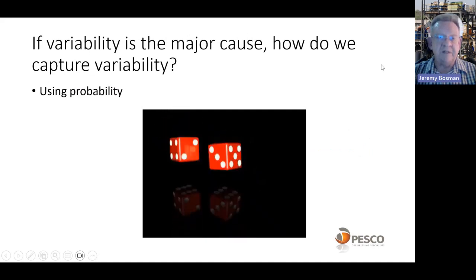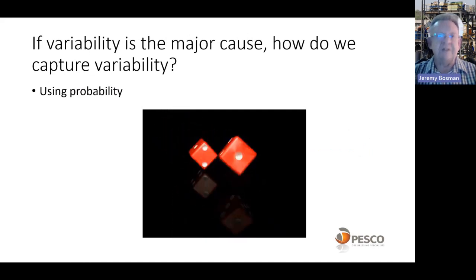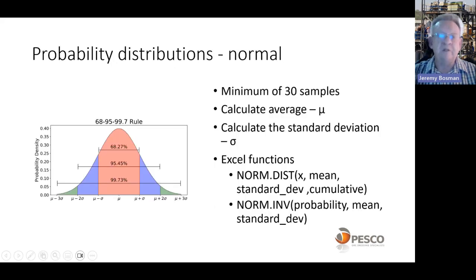If variability is the major cause, how do we capture variability? And we do it using probability. So if we look at probability distributions, most of you are very familiar with the normal or the bell-shaped or the Gaussian distribution. If we look at the graphic on the left-hand side, you see it's a nice bell-shaped curve. So what do we need to characterize it, to quantify it? You need a minimum of 30 samples. You calculate the average, you calculate the standard deviation, and then you can draw certain conclusions.